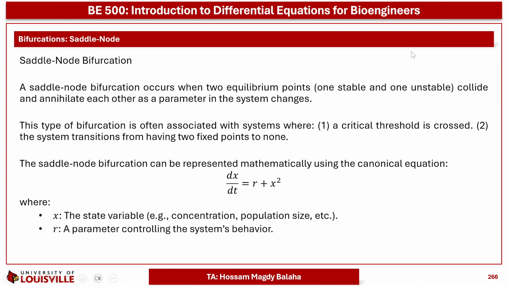So the first is called saddle node bifurcation, and here the bifurcation occurs when we have two equilibrium points. One is stable and one is unstable. Both of them collide at the bifurcation or the critical point and annihilate each other as the parameter changes, whether increasing or decreasing. And you can find that with systems where a critical threshold is crossed, or the system transitions from having two fixed points to none.